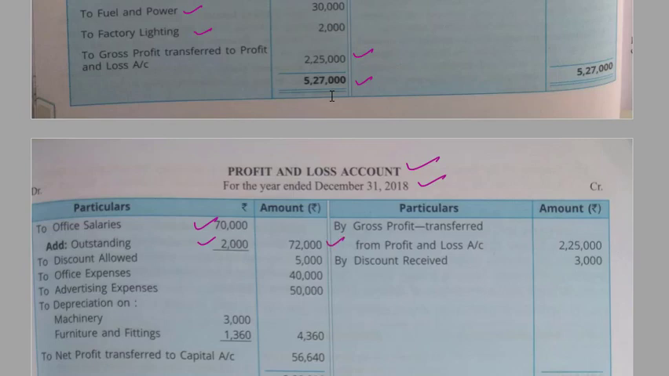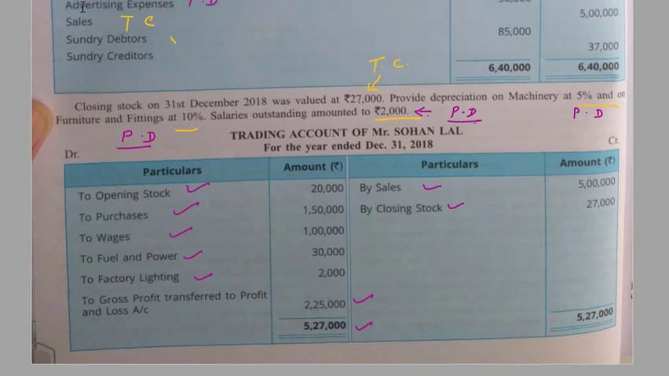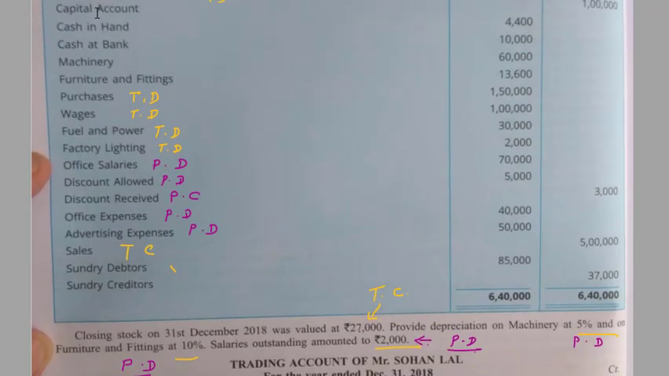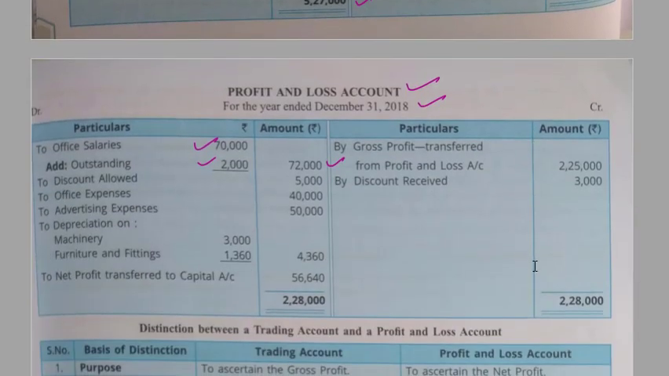Then you have discount allowed, you have allowed some discount. There were some office expenses, advertisement expenses. Then as we discussed here, depreciation we have to count. So depreciation on machinery. The cost of machinery is given, the fifth item. 60,000 is the cost of machinery. You count 5% of it. So 5 upon 100, zeros cancel, and 6 fives are 30. So 3,000 is your expense on machinery, depreciation on machinery. So depreciation on machinery is 3,000.